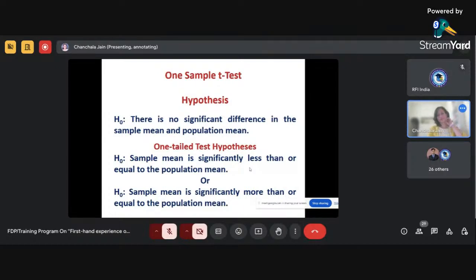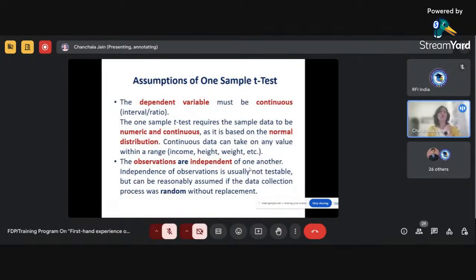Fine. May I proceed? Yes, please. Now, the most important part is the assumptions. As yesterday when we saw the chi-square test, we saw the assumptions of the chi-square test. There were hardly one or two assumptions. In case of the one sample t-test, we will see the assumptions.